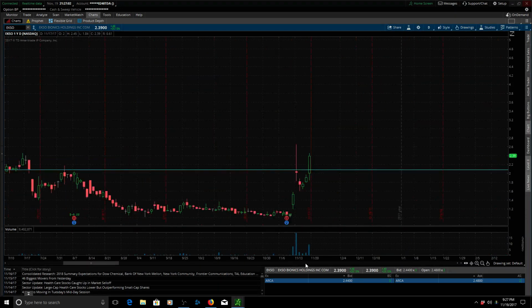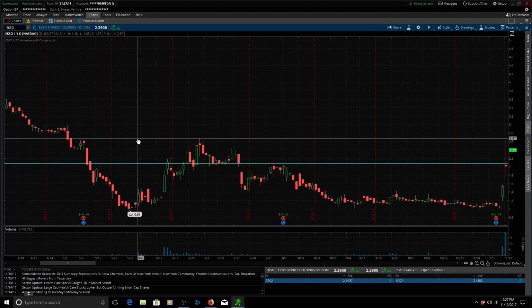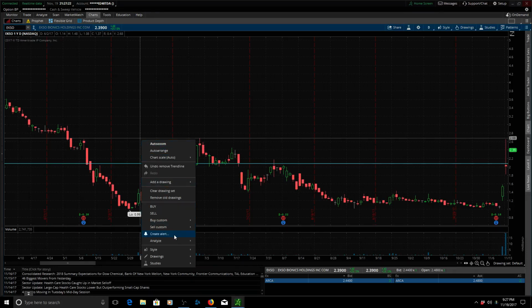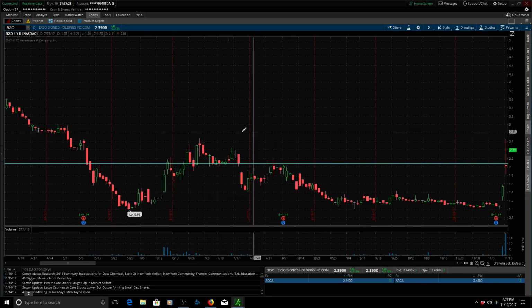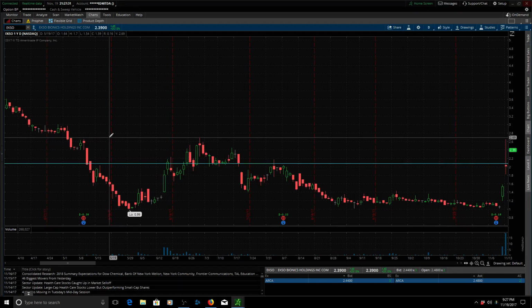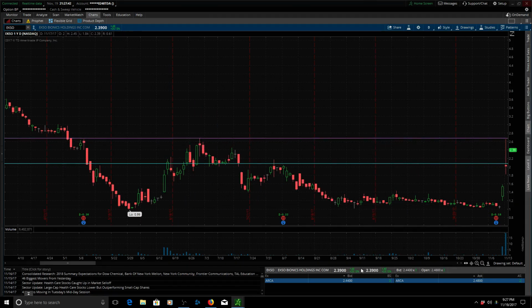Now, if you wanted to play this just for a swing or something, and play the gap up, I would definitely call the first level resistance 268. And I usually just put drawings in here. That's first level of resistance right here because of the gap.